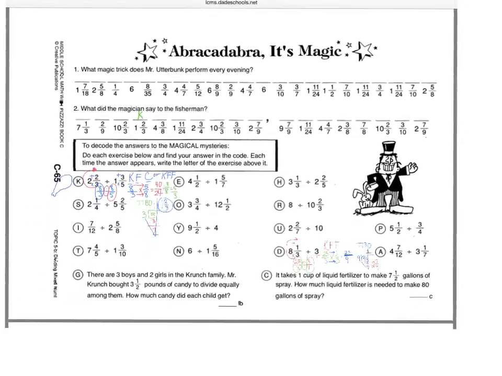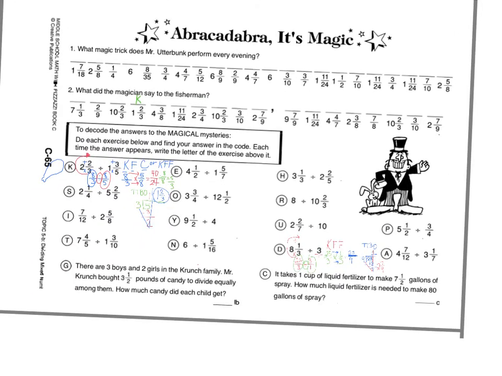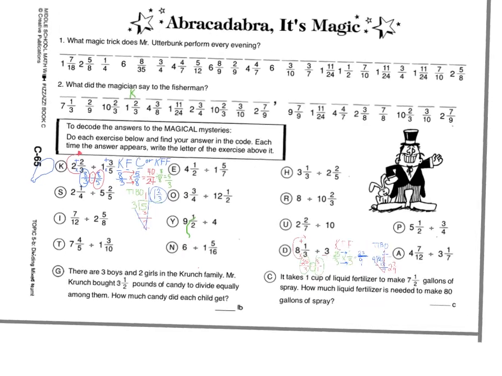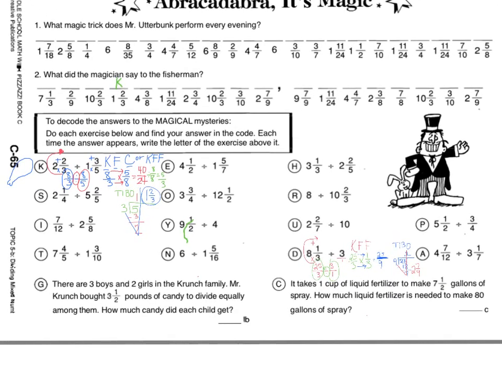Where is 2 7/9? Do you see any that say 2 7/9? I do. Here's one right here. It's a D. 2 7/9. I'm still looking. Here's another one. 2 7/9. Where are you? I guess that's it. Okay. You're on your own now.